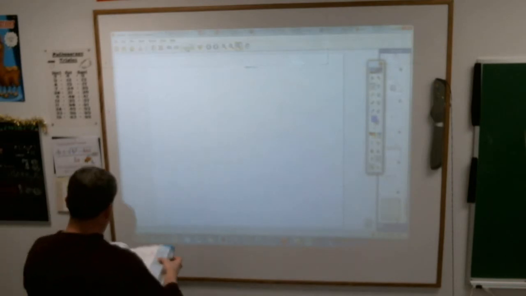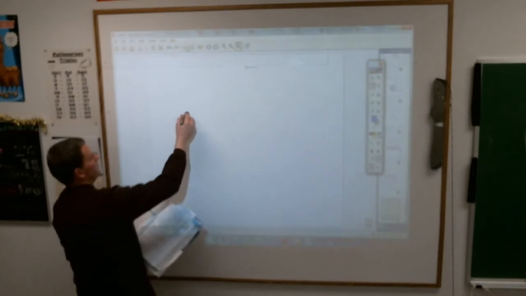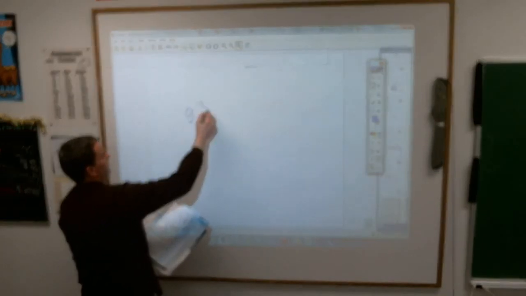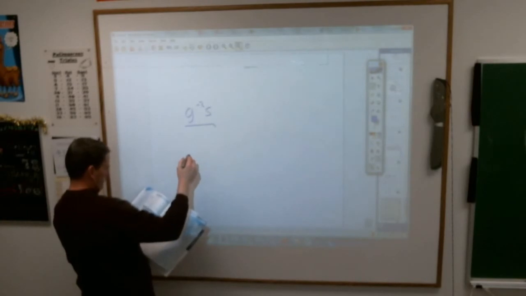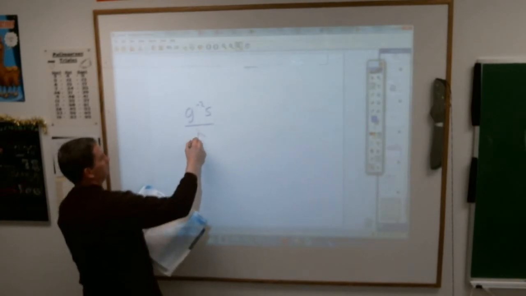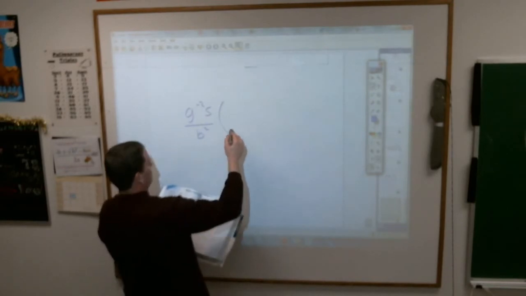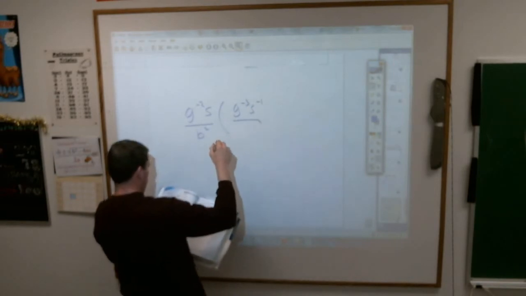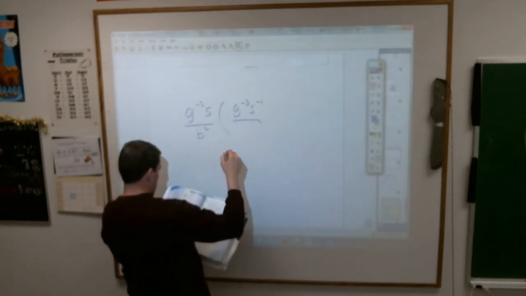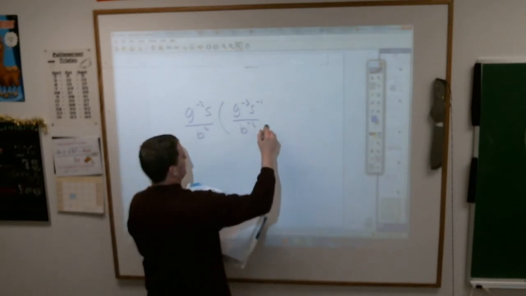Sure, this will be problem number 11. G to the negative 2, s over s b squared d squared, times g to the negative 3, s to the negative 1 over b to the negative 1, plus 4 over b cubed.